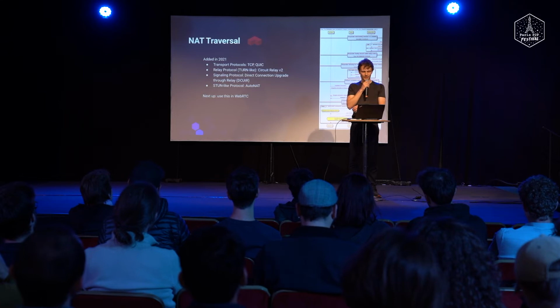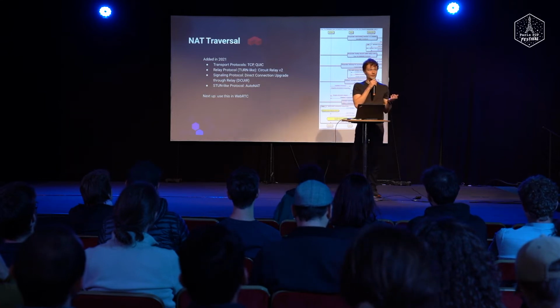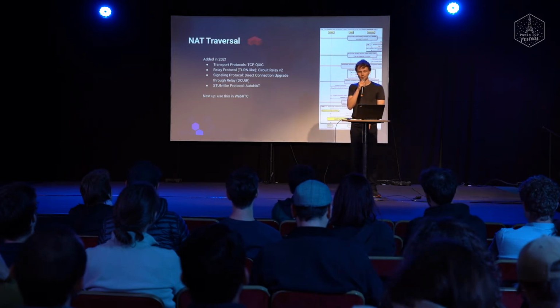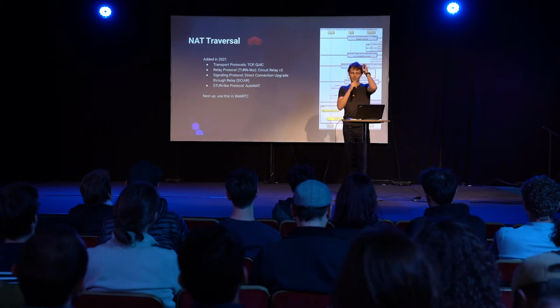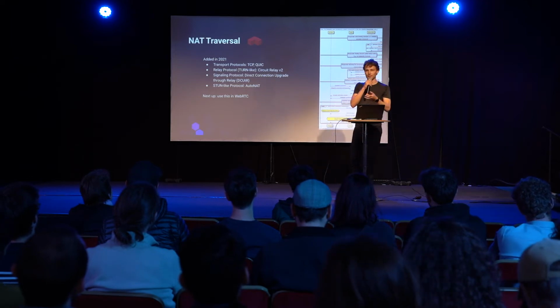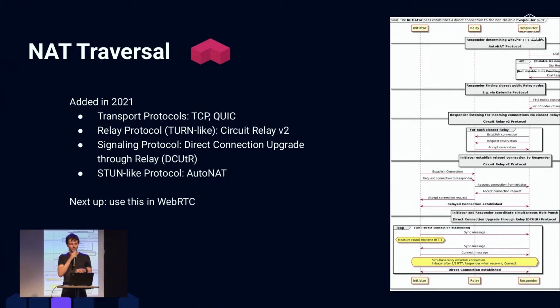We shipped this in Go at the end of 2021 and in Rust at the beginning of 2022, and other implementations are following as well. We can do NAT hole punching on TCP and QUIC now. Basically, for those familiar with ICE, we're using a TURN adaptation and then a STUN adaptation. We can do all of that in a decentralized fashion, which we have a whole talk about tomorrow, so I won't go into great detail here.